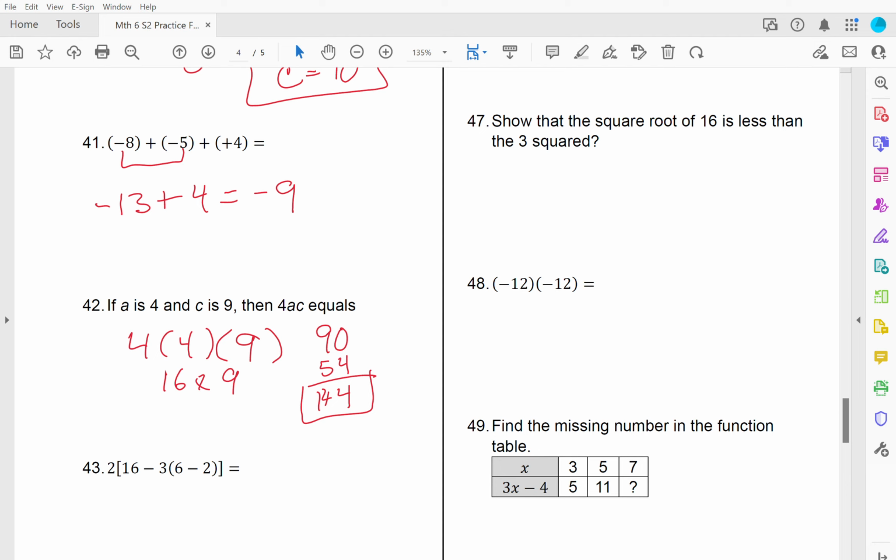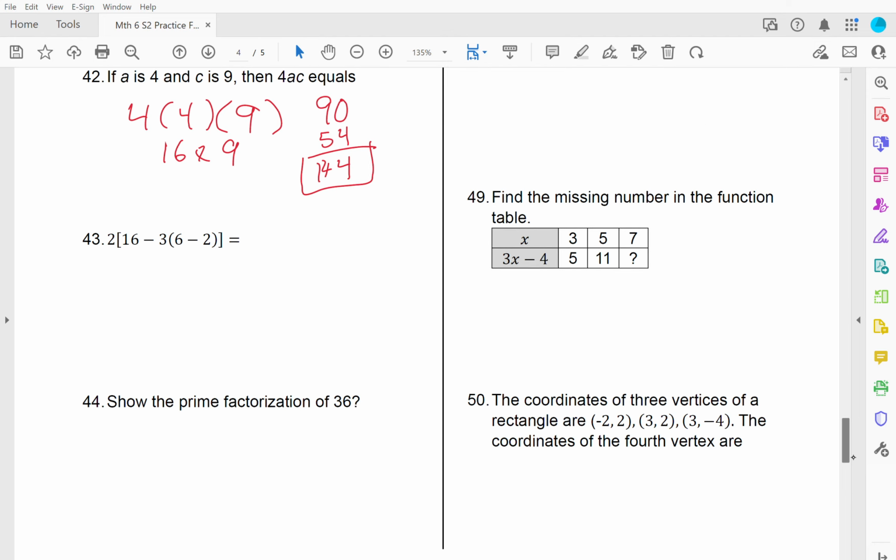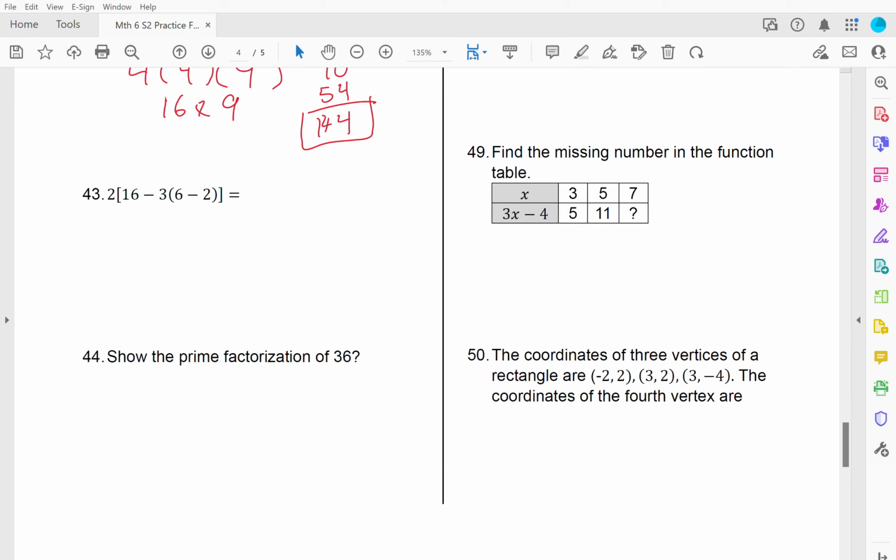Alright. Number 43. Alright. GEMDAS. You have to start with parentheses. You have to start with your innermost parenthesis. So we're going to start with this set right there. 6 minus 2 is 4. And now it's 2 times 16 minus 3 times 4 is 12. Sixteen minus 12 is 4. So we have 2 times 4. So our final answer is just 8.